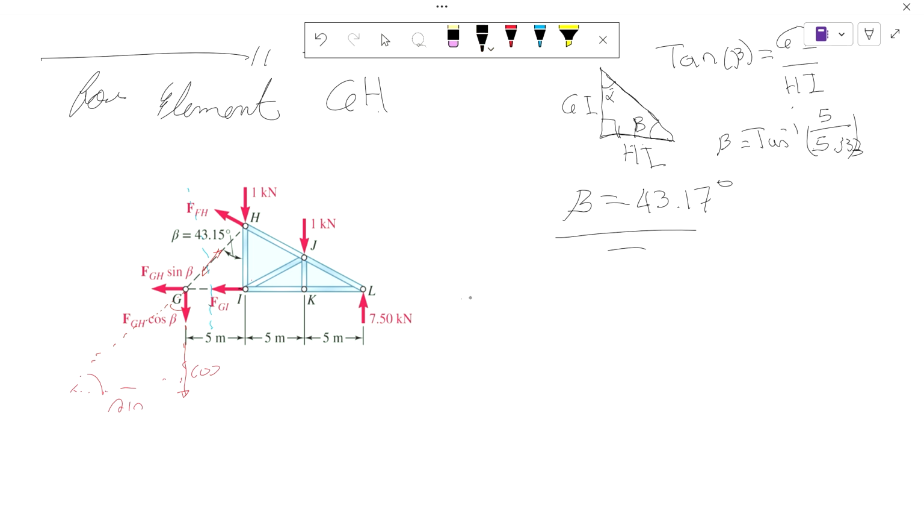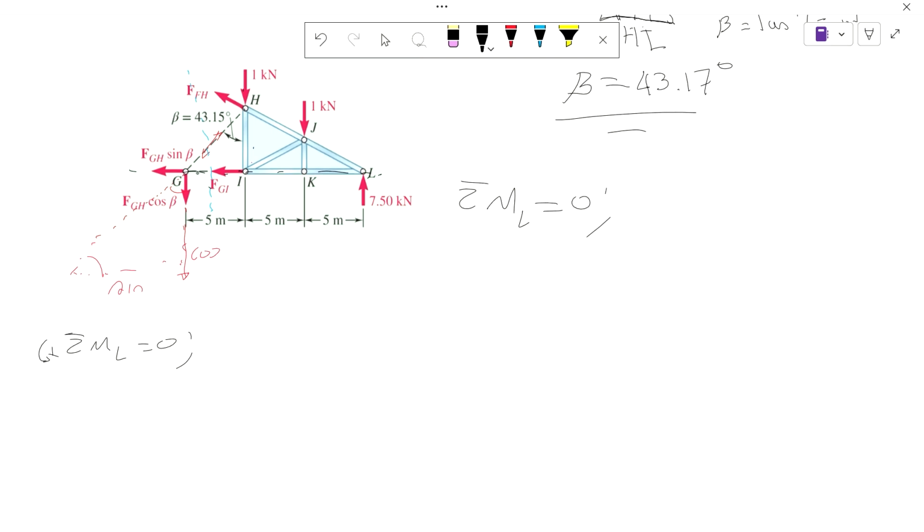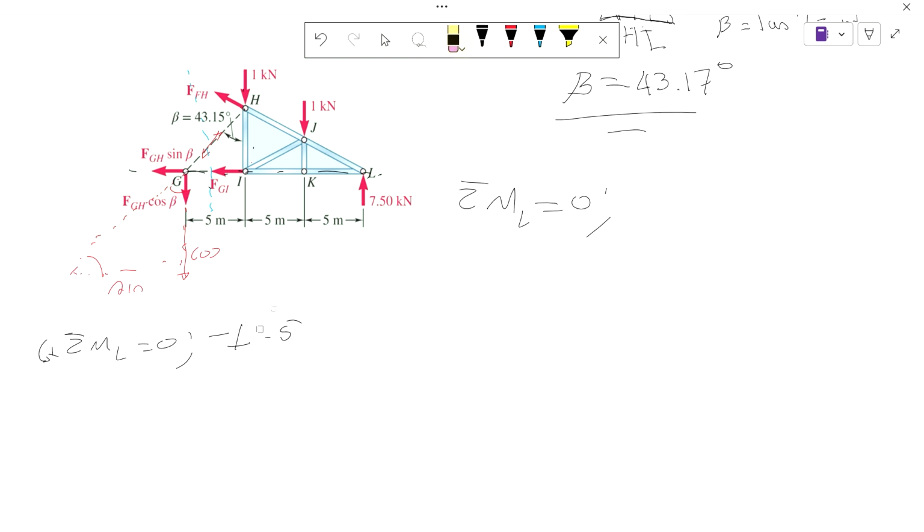So summation of moments at L is equal to 0, so that we can cancel out these forces, and we use the forces that are on the y-axis. Okay, so what does this mean? Let's do it again. Over here, summation of moments at L equal to 0. Let's consider the forces that we have. So first of all, this force here is counterclockwise, 1 times 5. It's not negative, it's positive. 1 kilonewton times 5 meters, plus 1 times 10.